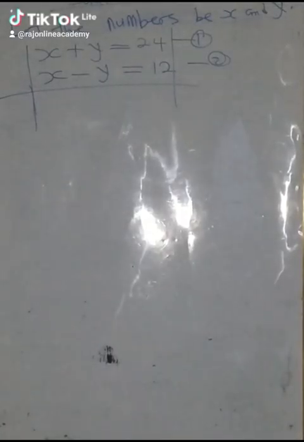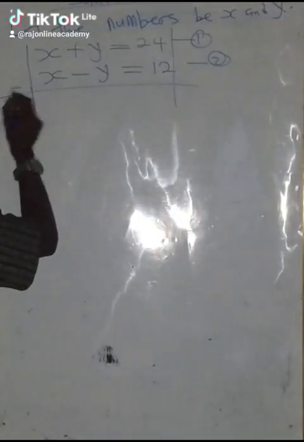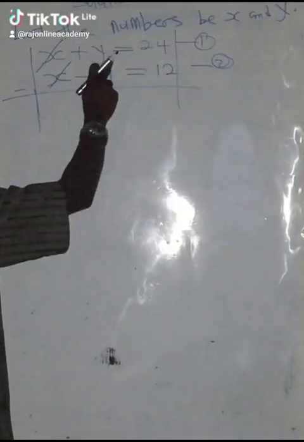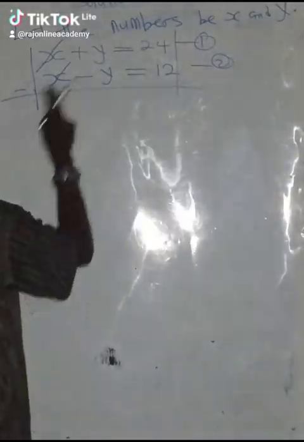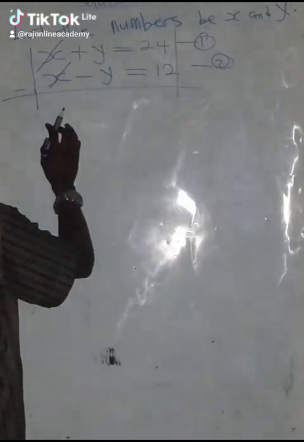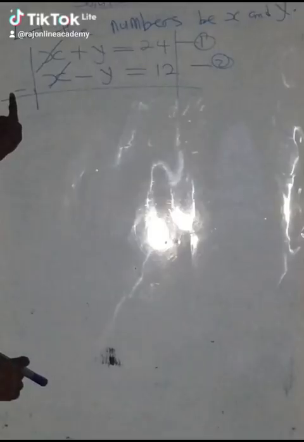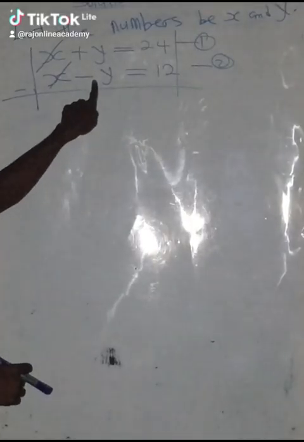Same sign, what do we do? We subtract, right? So X minus X gives 0. This and this we cancel. And Y minus minus Y gives plus Y plus Y, which is 2Y. Minus, minus gives plus. Are we okay now? Good.